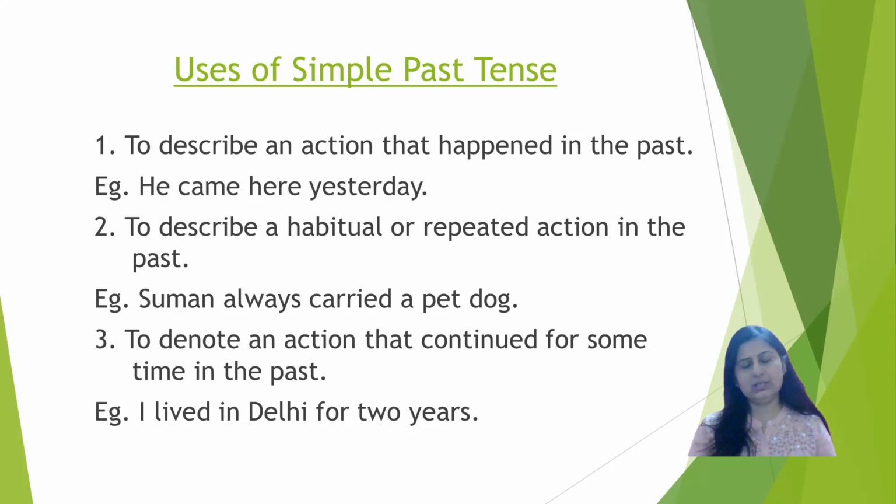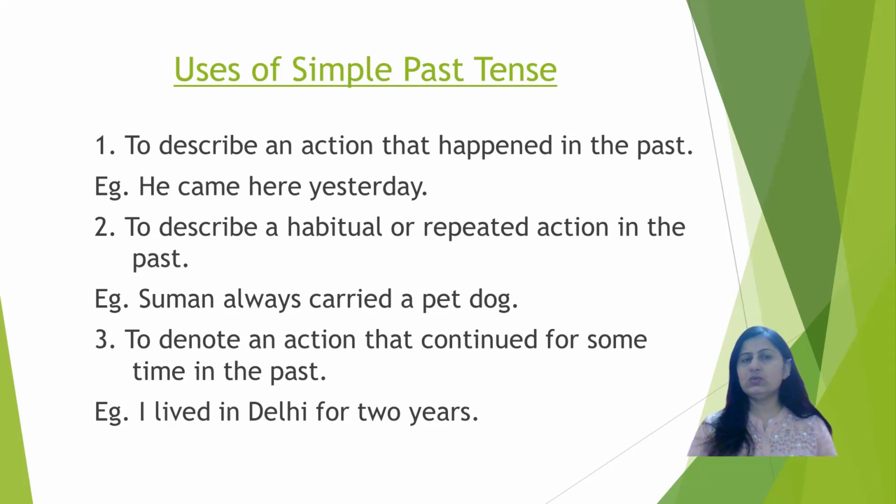He came here yesterday. Next, to describe a habitual or repeated action in the past, something that was done on a regular basis in the past, like Suman always carried a pet dog. Now this was some habitual work which was done by Suman, but in the past. So we will use simple past tense here. Suman always carried a pet dog.